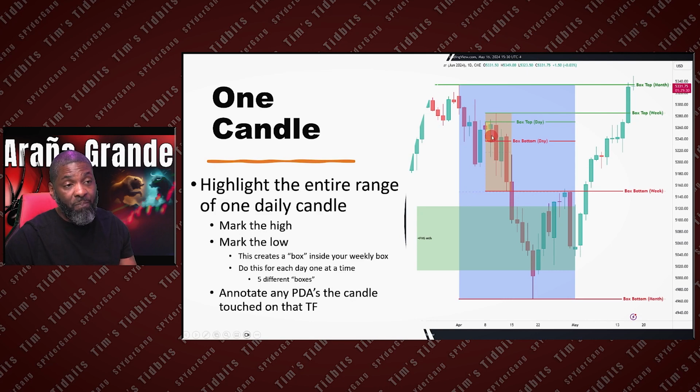This is a daily time frame. In this case, I've highlighted Monday, the first day. So we have Monday, Tuesday, Wednesday, Thursday, and Friday. These are the 5 days within that weekly box. There's the weekly box top, the weekly box bottom, and then I've highlighted Monday. That's the top of Monday and the bottom of Monday.